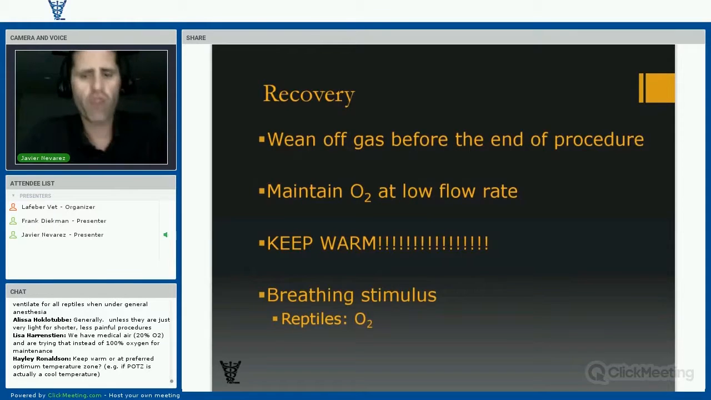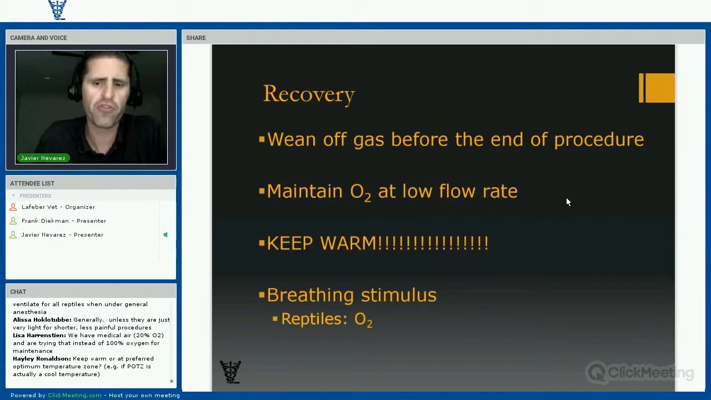So you have to make sure that you keep them at 100% oxygen with the gas during the surgery, but at the end, you want to drop that down to room air. If you have medical air, that's fine, but a lot of people don't have access to that. But certainly you want to bring them down to room air, just get an ambu bag and ventilate them that way, and that makes a huge, huge difference also.